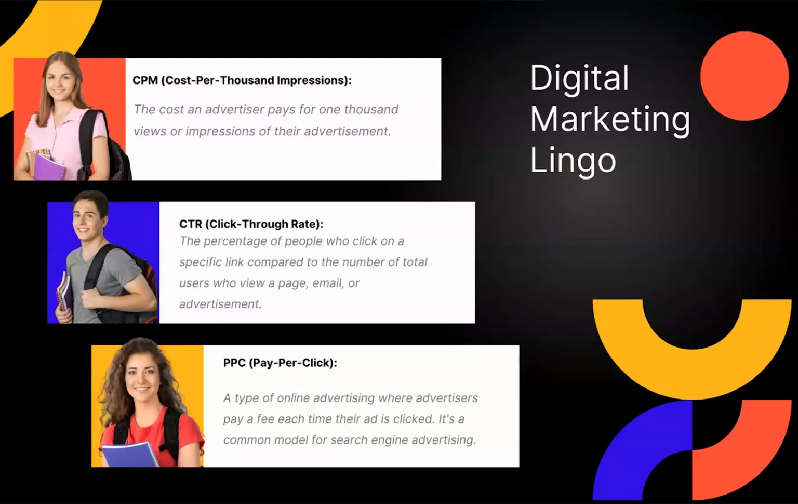So the other thing we're going to talk about is PPC, which is pay-per-click, a type of online advertising where advertisers pay fees each time their ad is clicked. It's a common model for search engine advertising. So this is very common when you are advertising in Google. Let's say you search something like a restaurant near me, right? You see that one restaurant comes on the top and says ad. So that restaurant is paying Google to display at the first row. And then when somebody clicks on that, guess what happened? Google charges them based on that click. So it's just that simple.